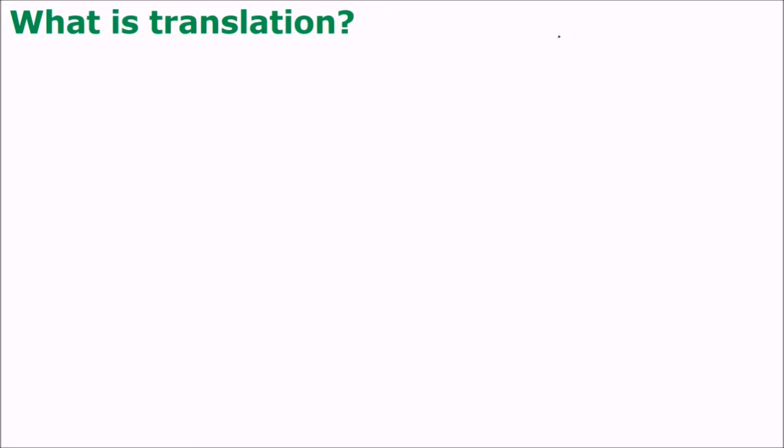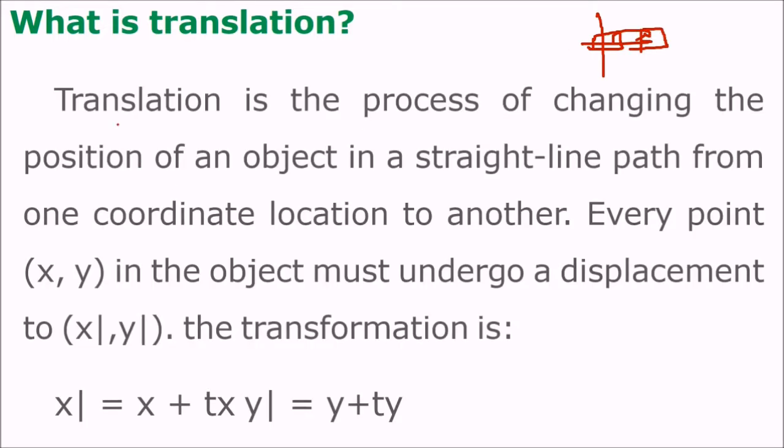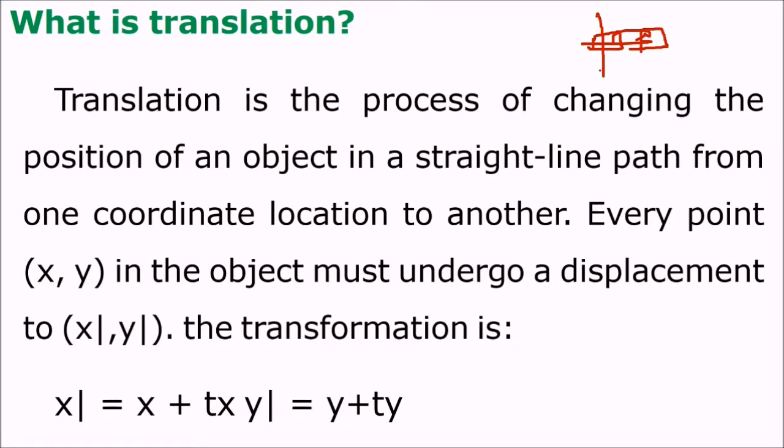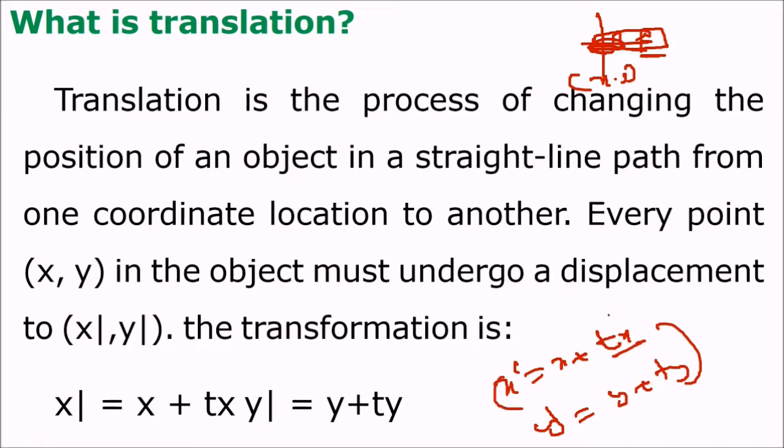What is translation? If this is an object, you can move it to this location. This is a translation example. Translation is the process of changing the position of the object in a straight line path from one coordinate location to another. Every point x, y will go through a displacement to x dash, y dash. So x dash will become x plus tx, where tx is the translation parameter, and y dash would be y plus ty. It is nothing but a matrix operation of x, y with tx, ty.